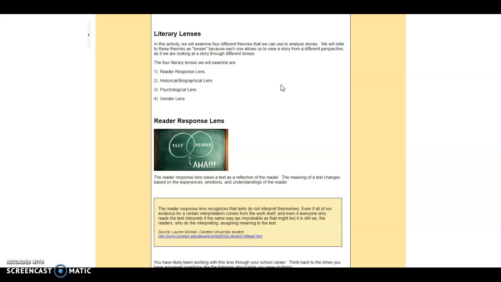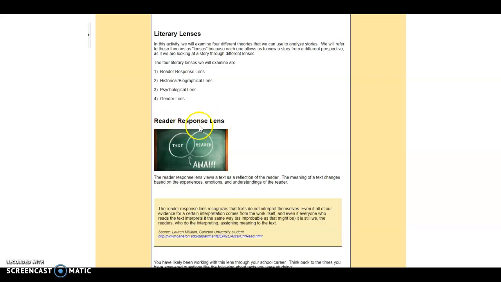And specifically, since this is an English course, we're going to be analyzing stories. And so the 4 lenses we're going to use are the reading response lens, the historical biographical lens, the psychological lens, and the gender lens. There are other lenses that you could look into as well, but these are the 4 basic ones that we're going to look at in this unit.